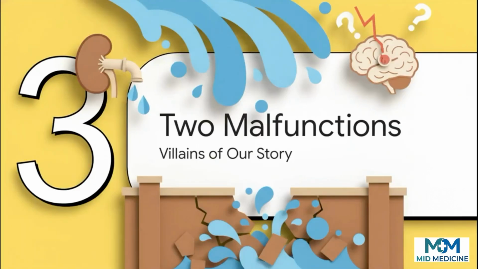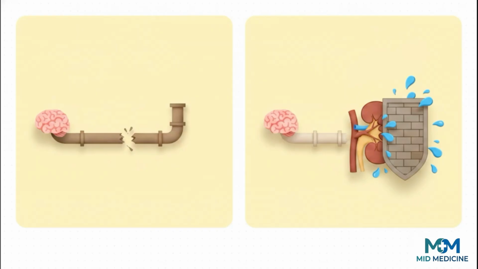Section 3. Two types of malfunction, the villains of our story. So, what happens when that dam breaks? Well, that's the inciting incident of our mystery. This water retention system basically breaks down in one of two distinct ways. We are essentially looking at two totally different villains. Over on the left, we've got central diabetes insipidus, or cranial DI. This is the problem at the source. The brain, specifically the hypothalamus, simply fails to produce enough vasopressin. The signal is just missing entirely.